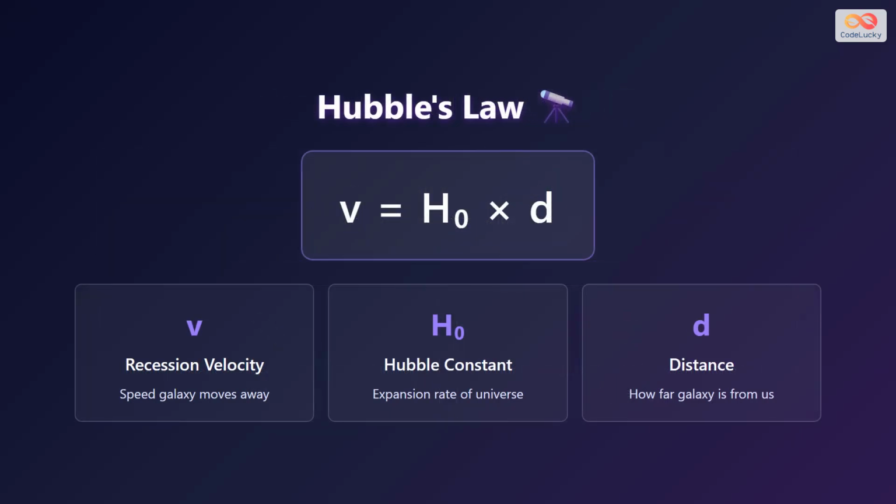In the 1920s, astronomer Edwin Hubble discovered a fundamental relationship between distance and velocity. This relationship, now called Hubble's law, states that a galaxy's recession velocity equals the Hubble constant multiplied by its distance from us. The recession velocity, represented by v, is how fast the galaxy appears to be moving away. The Hubble constant, H0, represents the current expansion rate of the universe. Distance, represented by d, is how far the galaxy is from Earth. This beautifully simple equation reveals that the farther away a galaxy is, the faster it recedes from us, providing direct evidence for an expanding universe.